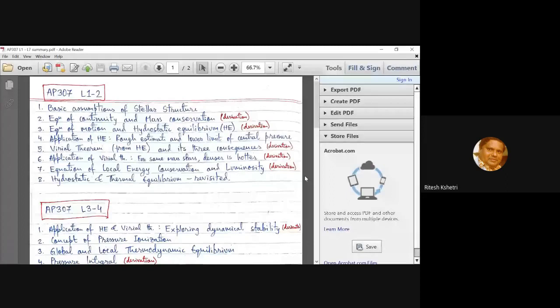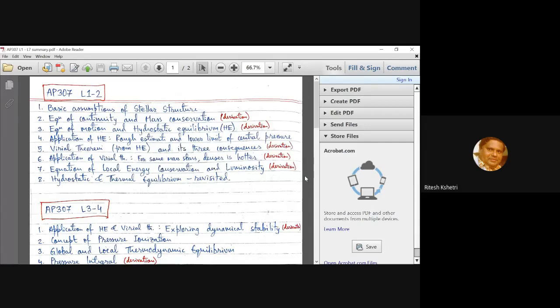In that lecture I talked about the lower limit, and maybe you can do it as homework how to find the upper limit as well. You can think about it. In fact, this rough estimate of central pressure is closely related to the rough estimate of central temperature as well, which we can obtain from the virial theorem. That was the next topic.